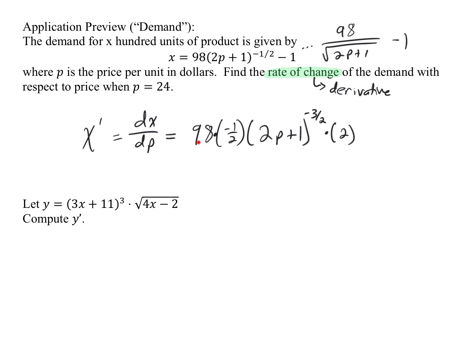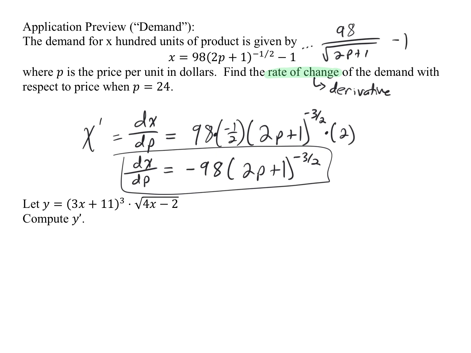Okay, so now we're looking at this. We want to simplify it. We have 98 times negative 1/2 times 2. 1/2 times 2 is going to become 1. Or if you've already taken half of 98, then you can just double it to get back to 98. But this will be negative 98 times 2p plus 1 raised to the negative 3/2. And that is our derivative. So this is the derivative of x with respect to p. I boxed it in without thinking.